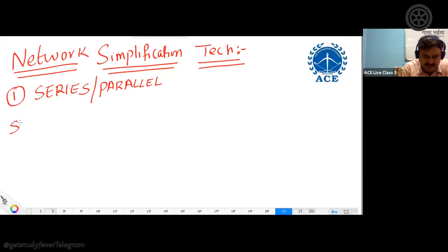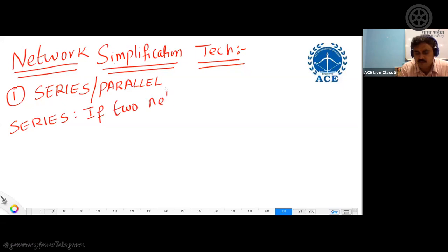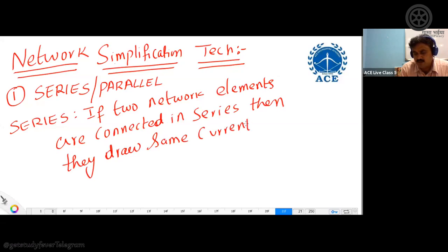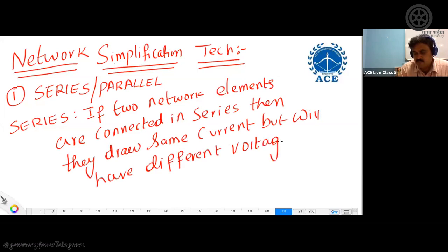Now, what do you mean by series connection? Just keep this point in mind: if 2 network elements are connected in series, then they draw the same current but will have different voltage. Okay, so that is the exact meaning of series.